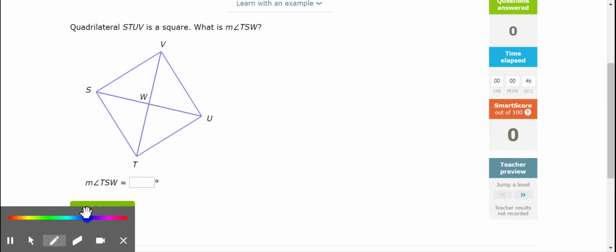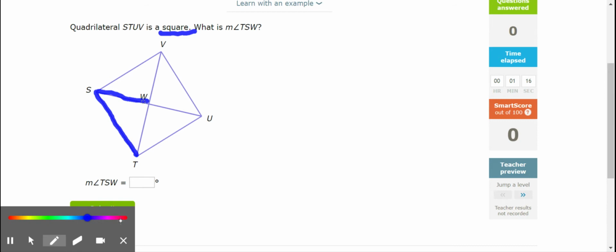What we have to point out first is that they're telling us that this is a square. So that means that it's going to follow the rules of a square. You might have to get your notes or get something out to remind yourself of the rules of a square before you answer the questions of this problem. So it asks for the angle TSW.